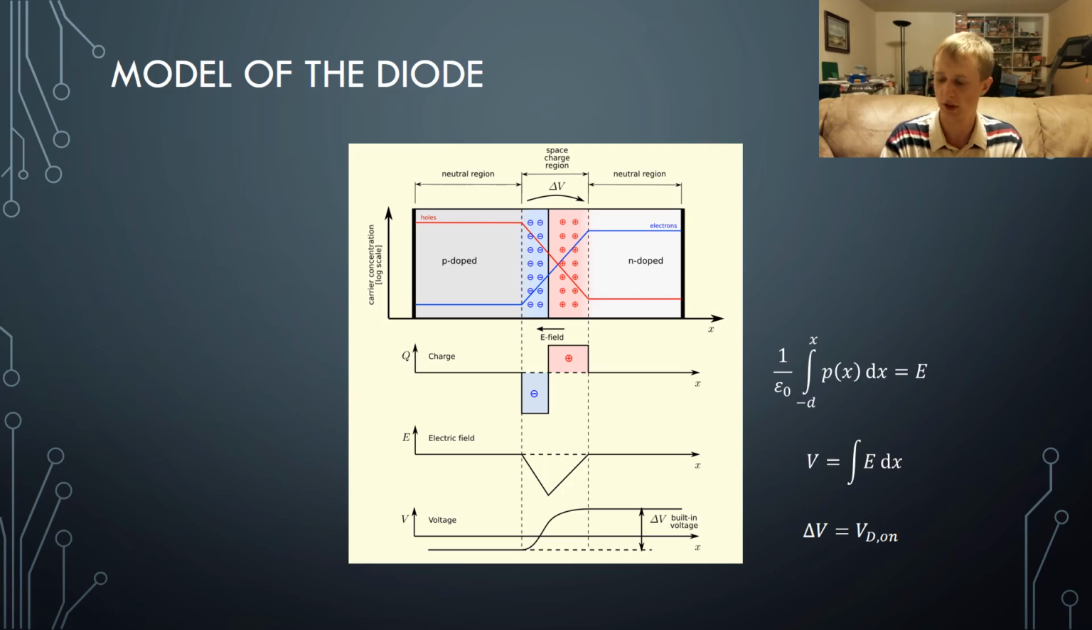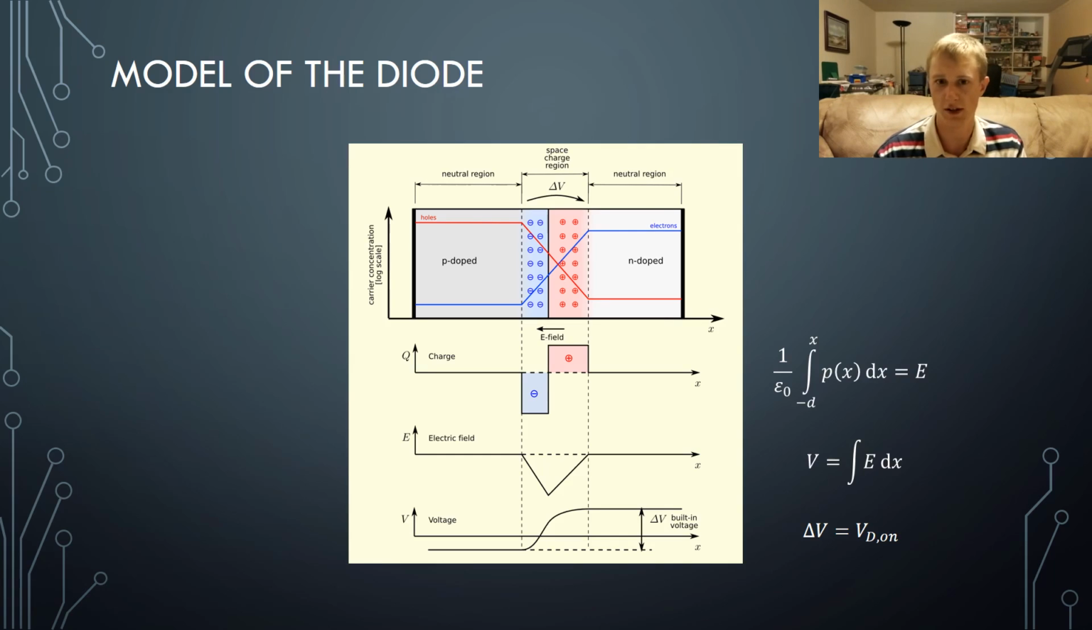We can solve for this voltage threshold using the three graphs I have provided. The first of these graphs shows the charge density as a function of the distance across the diode. By integrating the charge density, we can solve for the electric field. Once we have the electric field, we can integrate that to get our voltage. And our voltage graph gives us our change in V, which is equal to VD on.